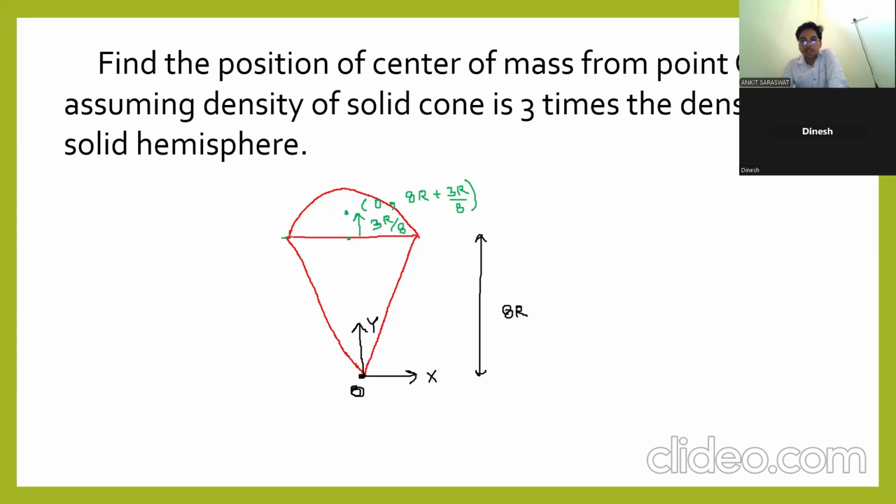Similarly, this is the base of the solid cone. From the base, the center of mass will be h/4. Its center of mass will be 0, comma h/4, which is 2r from the base, since h is 8r. But from the origin, it will be 0, comma 6r. You got the coordinate?